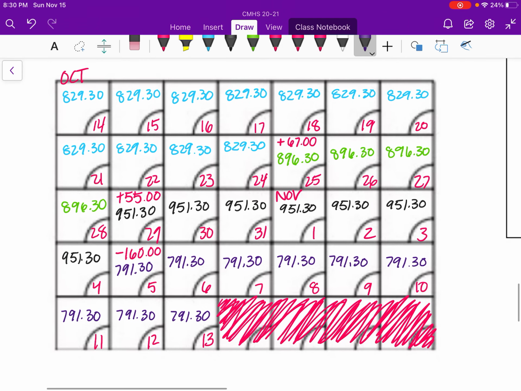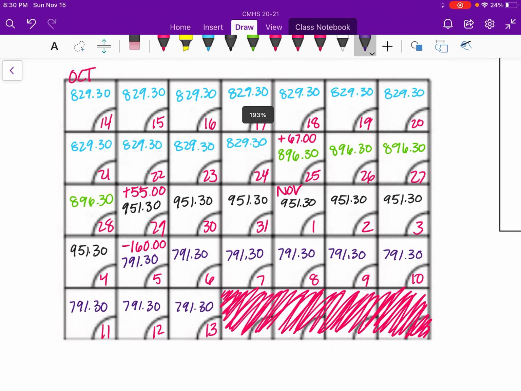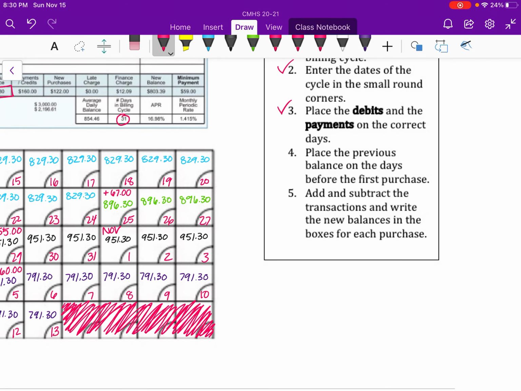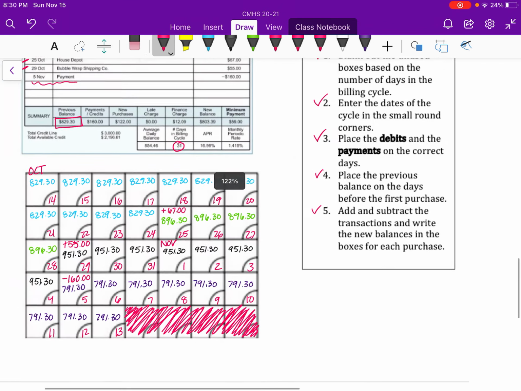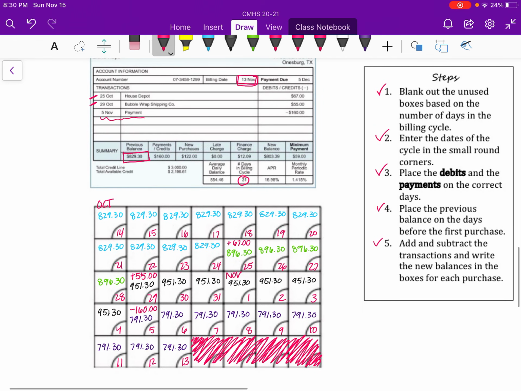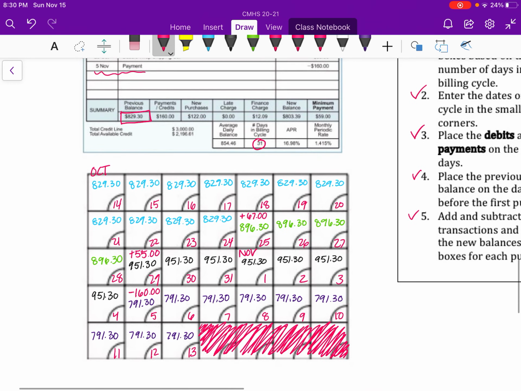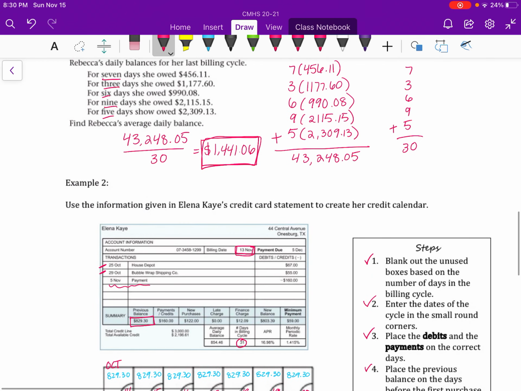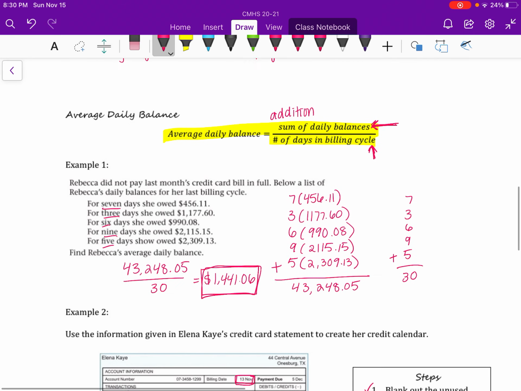Yay, I made it to the end. So this looks crazy and hectic, but this is a credit calendar, and that is how it works. So just be sure to follow the steps. It is a lot of work, but it's not difficult, it's just tedious. But anyways, that's how we calculate average daily balance, and I'll see you guys next.